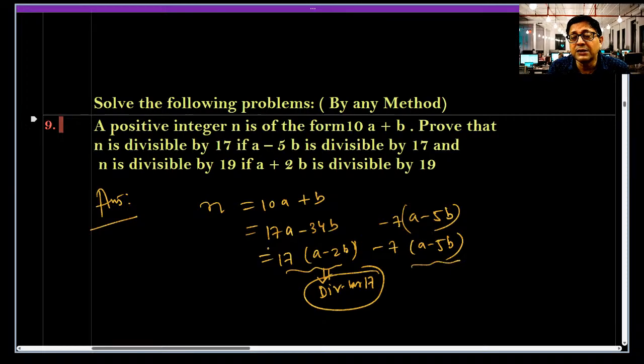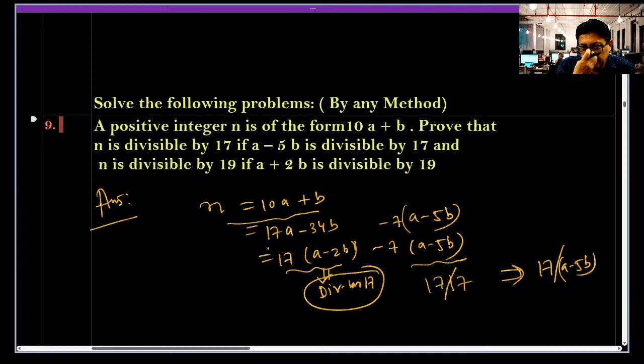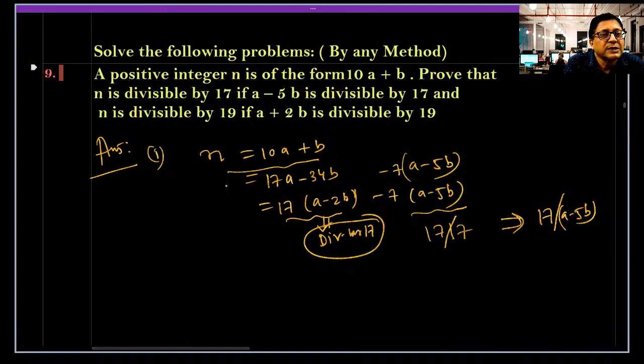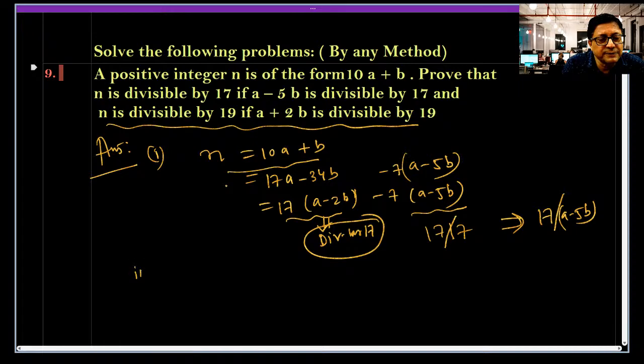If you can prove that this is divisible by 17, then it is done. Just that only. Because 7 is not divisible by 17, 17 does not divide 7. So 17 must divide a minus 5b. Then only this whole number will be divisible by 17. Okay? Now it is in various forms. N is divisible by 19 if a plus 2b is divisible by 19. How to prove that? This was the first part. Second part is here. How to apply it?